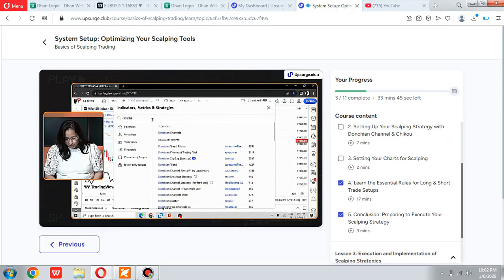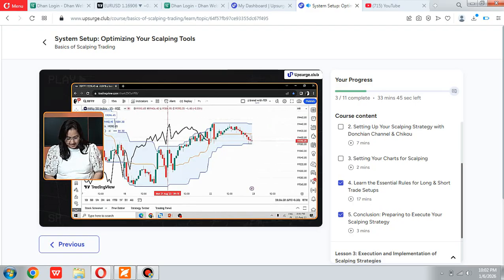When I search for Donchian channels, I click on the first indicator you see on the screen and add the Donchian channel with the default setting. There is no change in the default Donchian channel. I simply click it and add it to the chart. So here the Donchian channel is added. The blue boundary is the upper Donchian channel. The lower blue boundary is the lower Donchian channel. The orange line is the mid band.